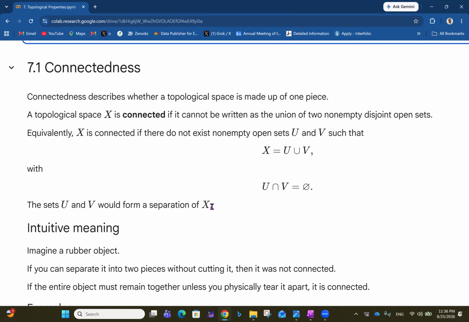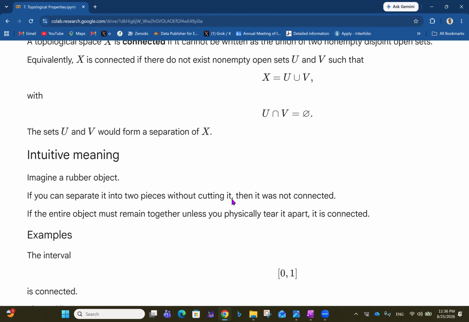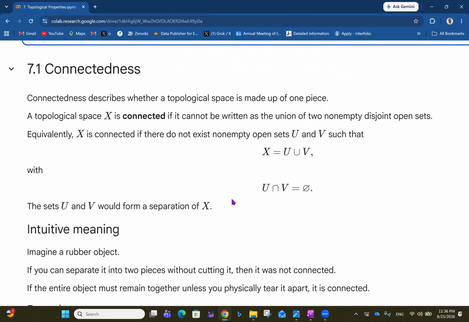So if you can bring U and V together to form X, then they form a separation of X, and then we say the space X is not connected. So the intuitive meaning of that is this. Imagine a rubber object. If you can separate it into two pieces without cutting it, then it was not connected, right? So without cutting, you can separate into two pieces. Then in that case, you say it is not connected.